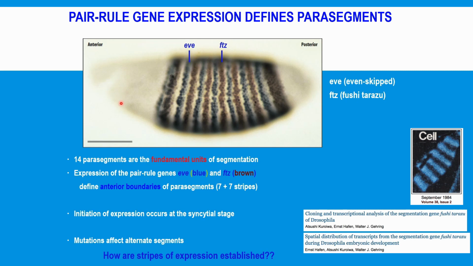So these pair rule genes define the anterior boundaries of every parasegment. There are 14 parasegments: 7 Eve stripes and 7 Fushi tarazu stripes. These start to be expressed at the syncytial stage, and as we said, the mutations affect the alternate segments. This begs the question, how are the stripes of expression established? And we know they're going to take cues from the gap genes.